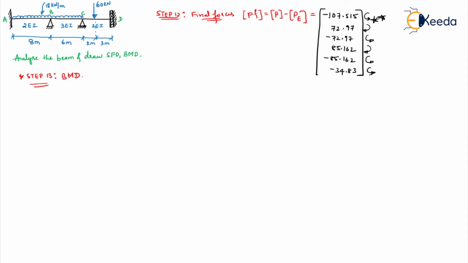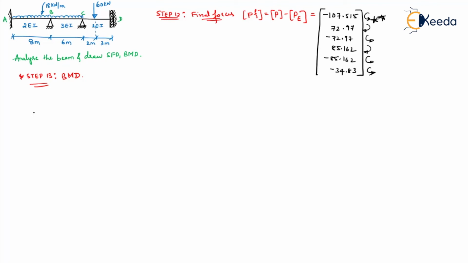Now what are all these values? This is the end moment at MAB. At B, you should get the same, MBA should be equal to MBC. If you observe, this is 72.97, this is also 72.97, the decimal may vary. They will be of equal and opposite sign, in order to compensate the moment there at the point B. Similar to that at C also, equal and opposite, and coming to D, there is a negative moment of 34.83 kNm.